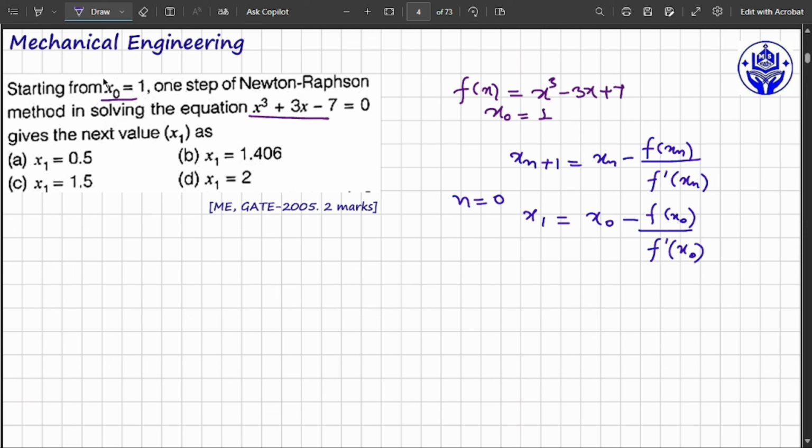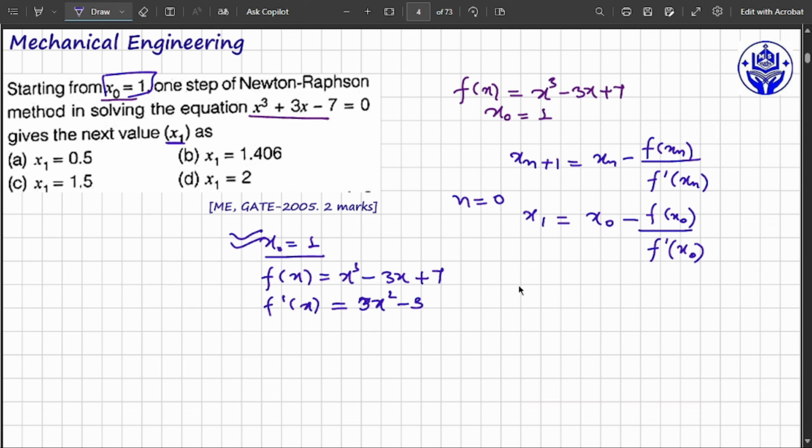So what is your x0? It is given. It is nothing but x0 = 1, and the function is x cube minus 3x plus 7. Then the derivative of the function will be f'(x) = 3x square minus 3. So find all the values at x0 = 1. We are asking about x1.